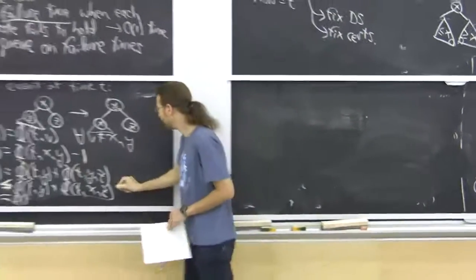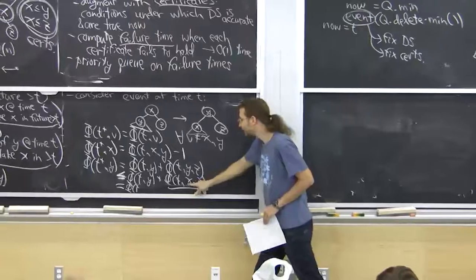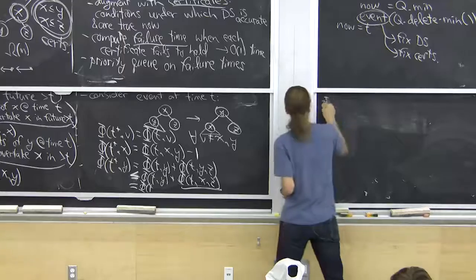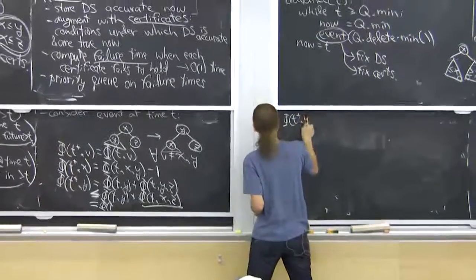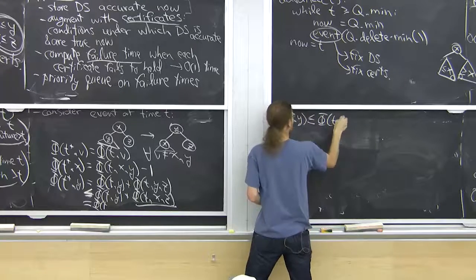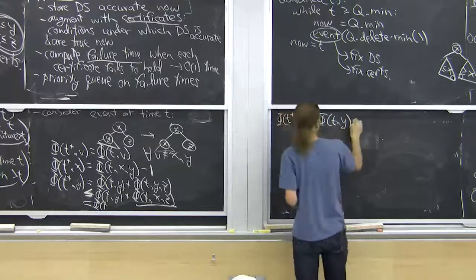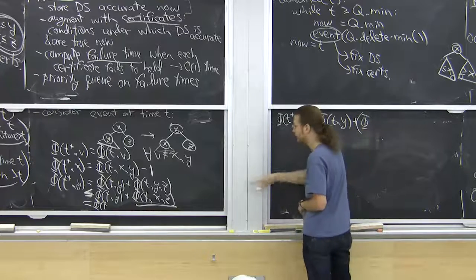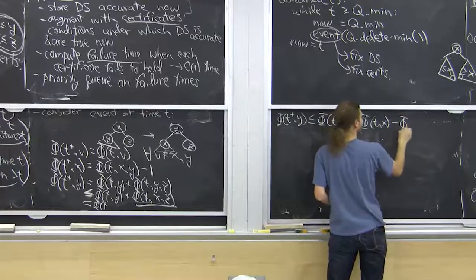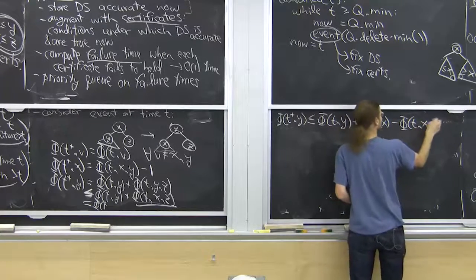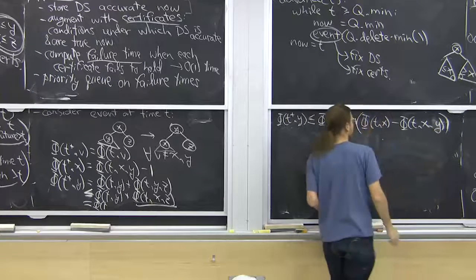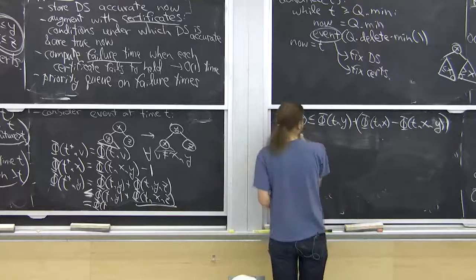So phi of t x z, that is phi of t x minus phi of t x y. So we have, saying left-hand side is less than or equal to phi of t y plus, this is what we had before, t of x z. But now that is the same as phi of t x minus the other child, y. OK, that was just that equation.